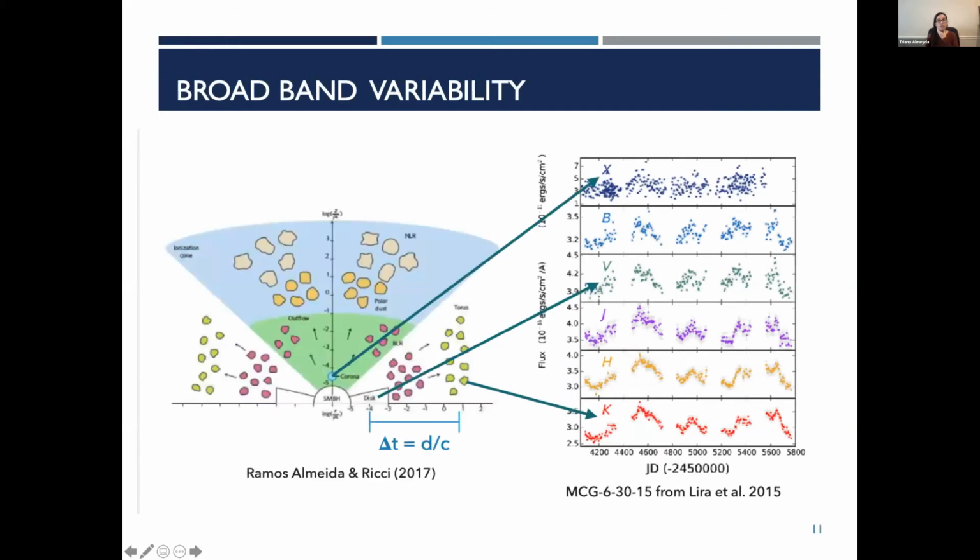So each of these wavelengths probe a different region of the AGN, where the X-rays emitted by the hot coronal region that is above the accretion disk is very close to the central supermassive black hole. The optical is from the accretion disk, and the infrared is from the dusty torus.